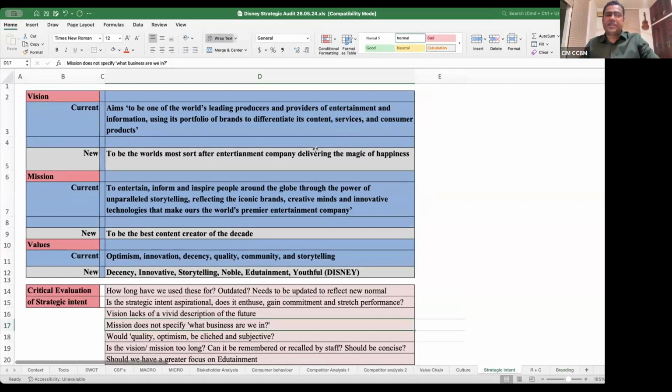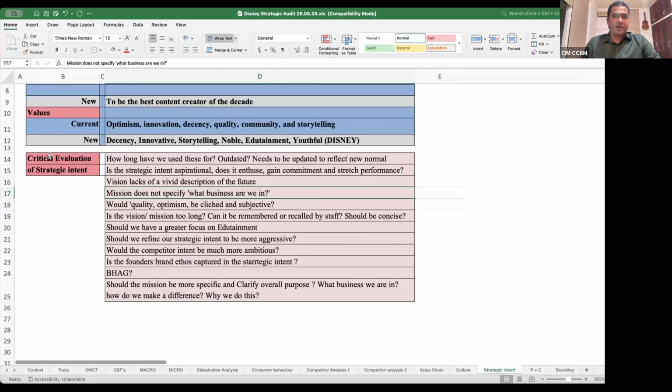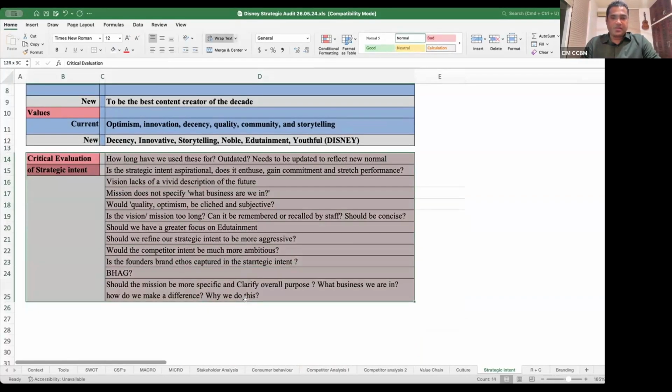Your current vision says it aims to be one of the world's leading producers and providers of entertainment and information, using its portfolio of brands to differentiate content, services, and consumer products. So I found that there are lots of gaps in this. If you look at it, I have a critical evaluation. I'm asking some questions.